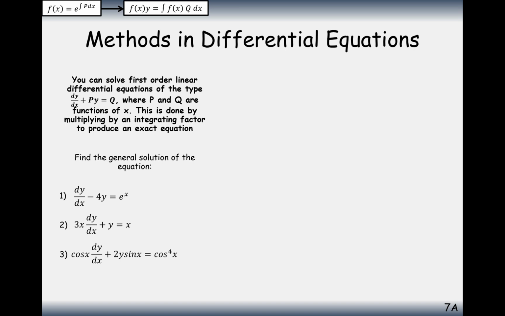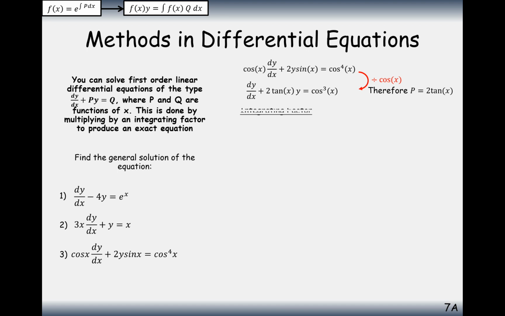And moving on to the third question, it's going to be divide by cos first, and then we'll get this expression here. Therefore p is going to equal 2 tan x. So now we can start working on the integrating factor. It's going to be e to the integral of 2 tan x. Let's now integrate the 2 tan x to 2 ln sec x. Let's now put the 2 inside the ln and cancel out the e and the ln. So then that will be sec squared.